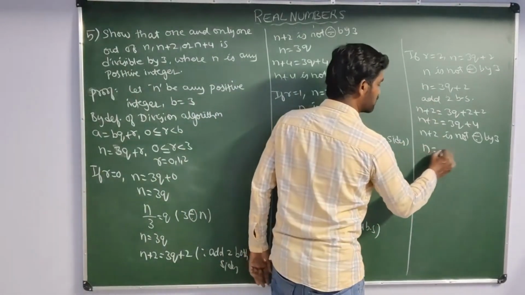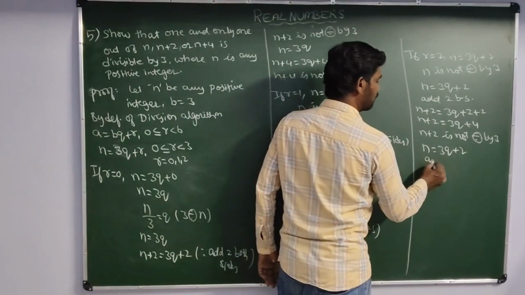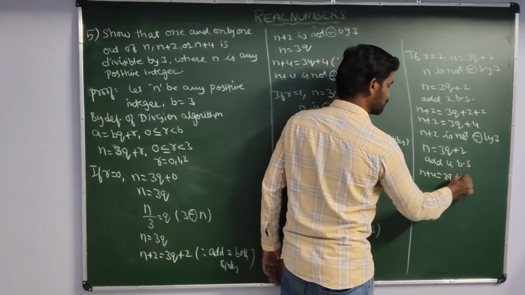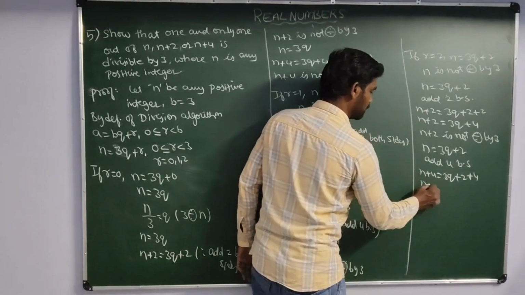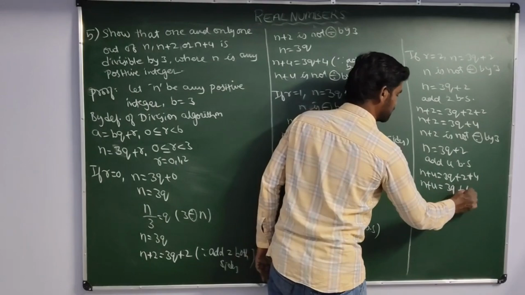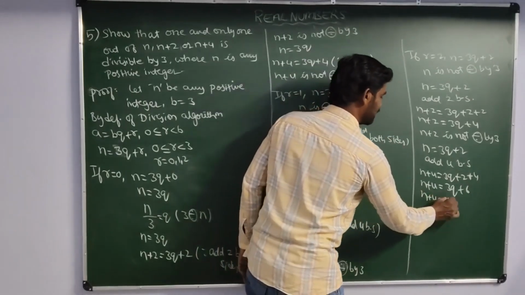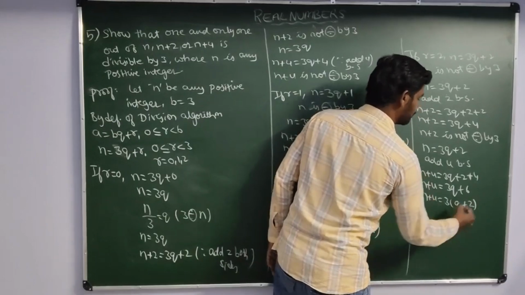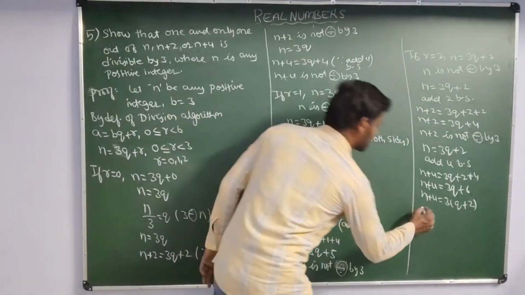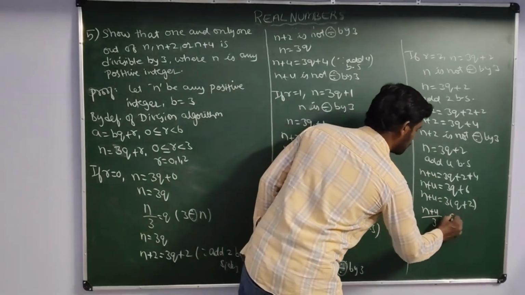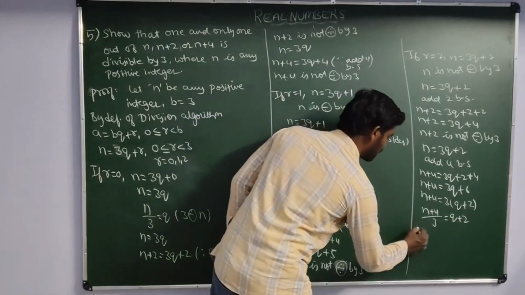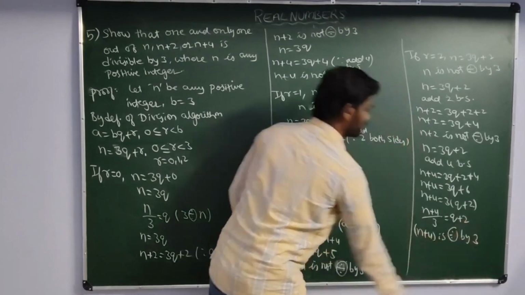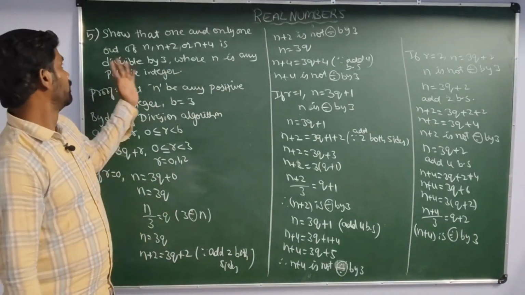And the next condition, n plus 4. First write the equation, n is equal to 3q plus 2. Add 4 both sides. So n plus 4 is equal to 3q plus 2 plus 4, so n plus 4 is equal to 3q plus 6. Yes, we can take 3 common here. So it becomes 3 into q plus 2. We can write this as n plus 4 by 3 is equal to q plus 2. Yes, n plus 4 is divisible by 3.